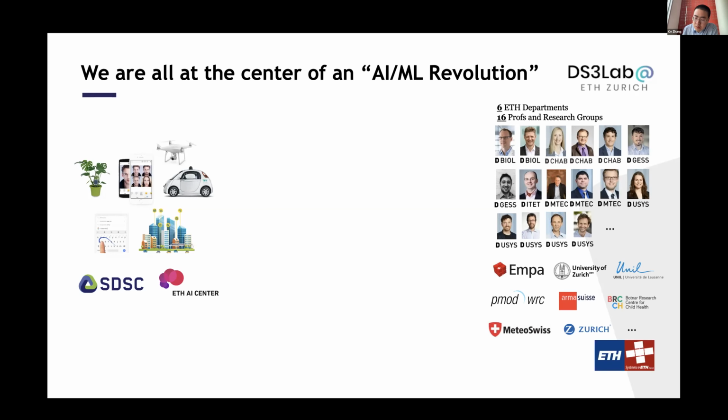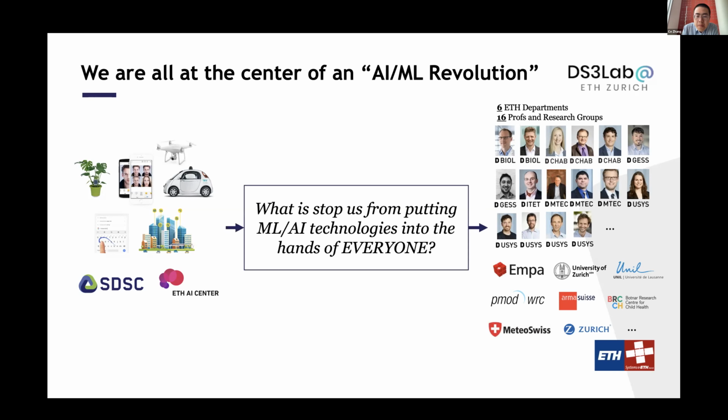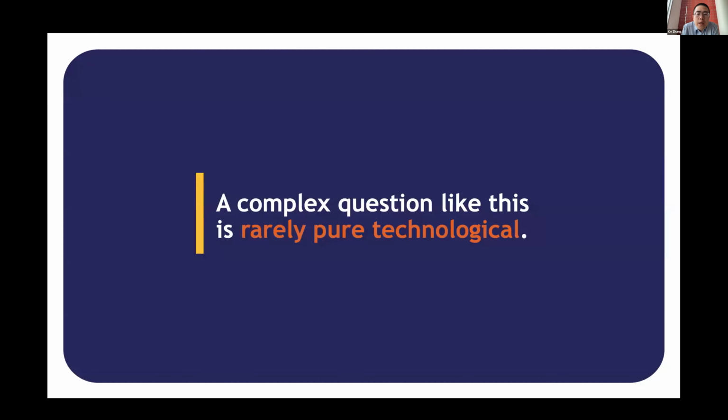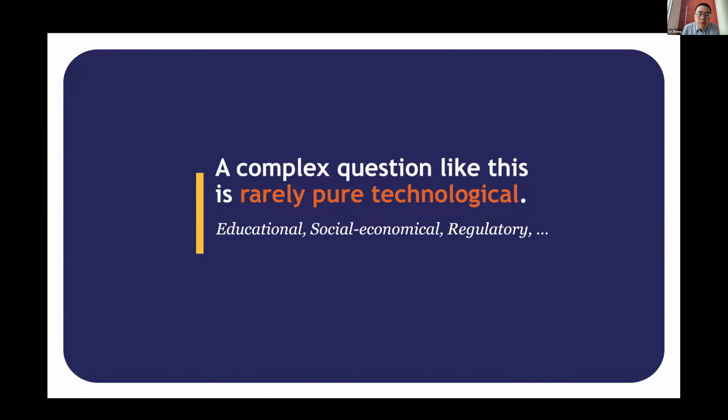So one question that my group really wants to understand is, given all those success stories that those big companies are showing and all those potentials those domain experts are seeing in the real world, what is stopping us today from putting all those technologies into the hands of everyone? Of course, a question like this is rarely a purely technological one, right? Often it's educational. We should keep our university strong and keep producing data scientists for our society. Some of them are socio-economic, some of them are related to regulation. But on the other hand, technology itself is always the foundation for all these important discussions.